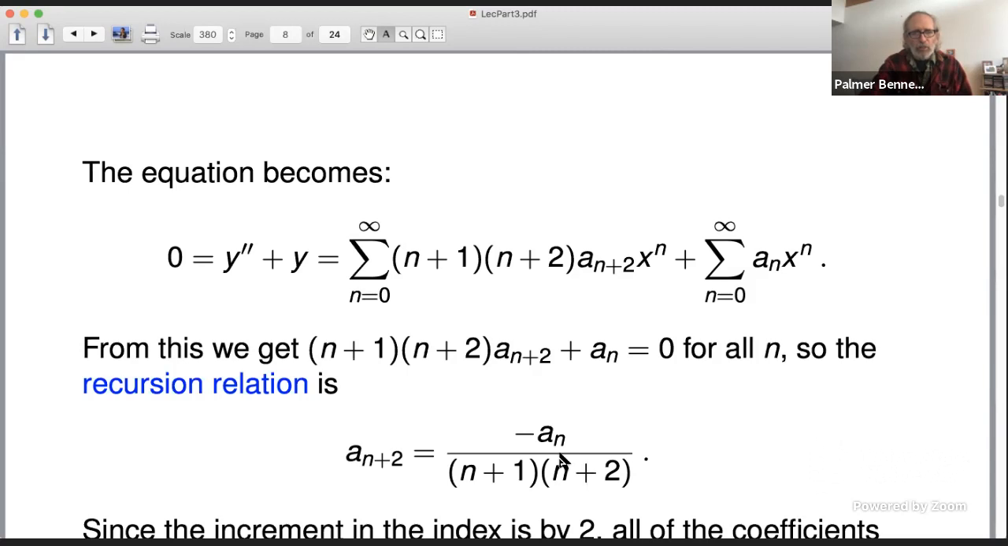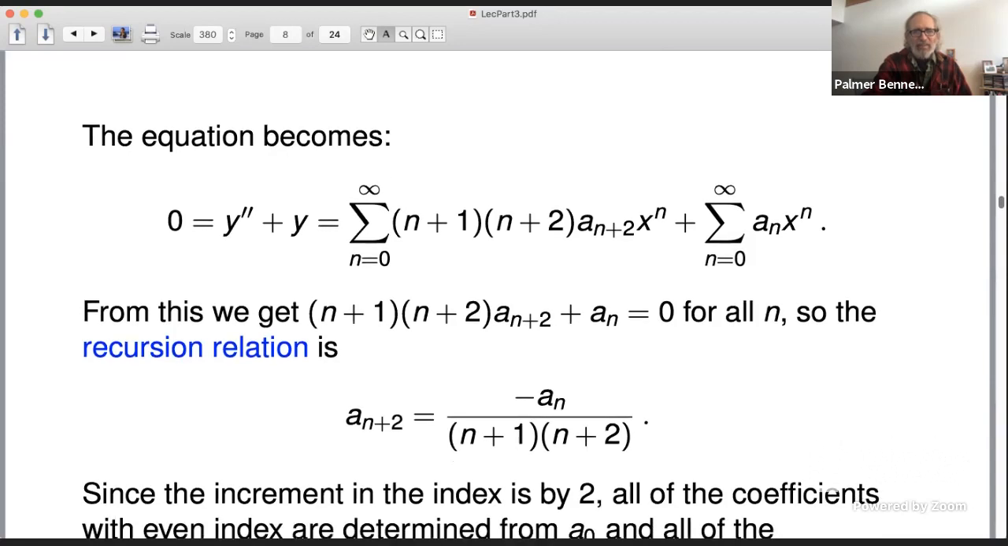Okay. Notice that we solve for the higher indexed coefficient in terms of the lower indexed coefficient. We could solve for a_n, but that's not going to help us. We want to solve for a_(n+2). Okay. So a_(n+2) is negative a_n over the product n plus 1 times n plus 2.